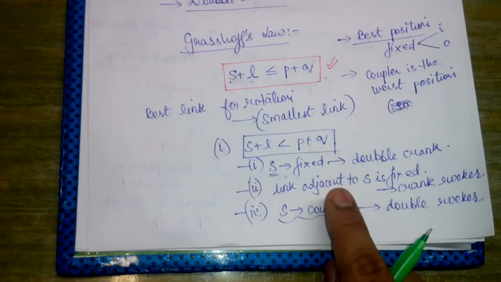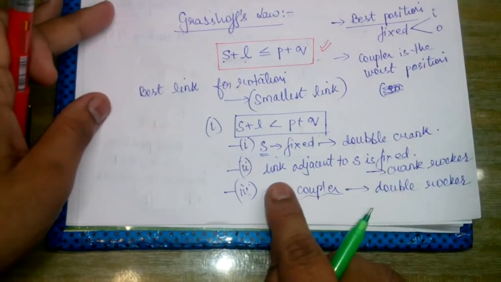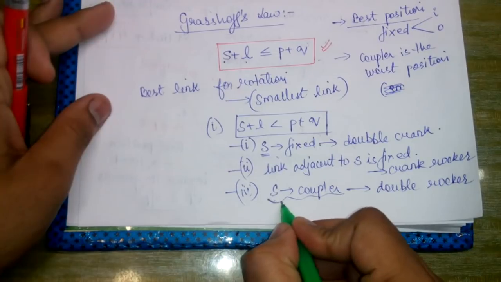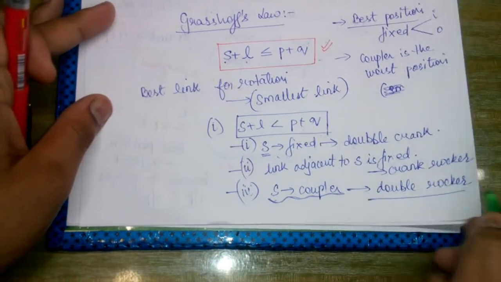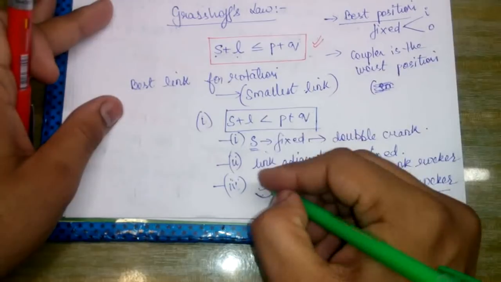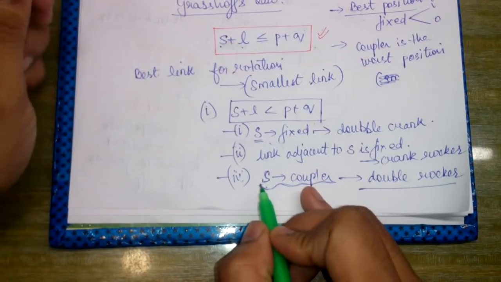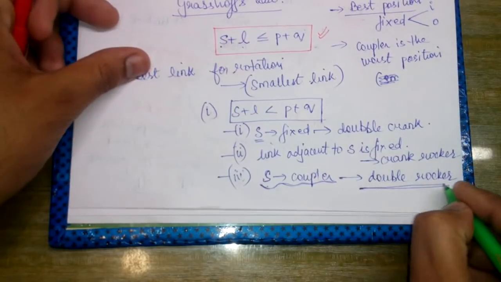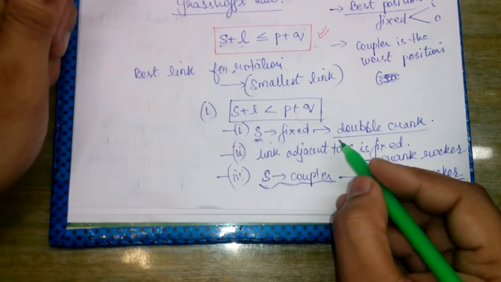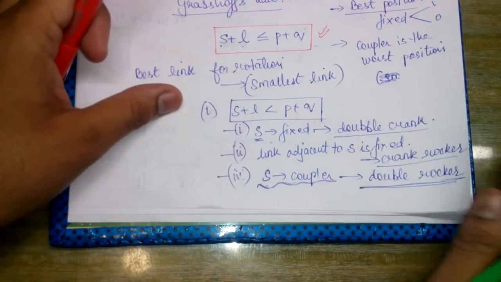So if the smallest link is fixed, it becomes the double crank. If the link adjacent to the smallest link is fixed, it becomes the crank rocker. And if the smallest link becomes the coupler, then we are going to have the double rocker. I actually told you wrong earlier, but actually I was correct: if the link opposite to the shortest link is fixed, then it becomes a double rocker mechanism. If S is fixed, it becomes a double crank mechanism. If the link adjacent to the smallest link is fixed, it becomes the crank rocker. And when S becomes the coupler, it forms a double rocker mechanism.